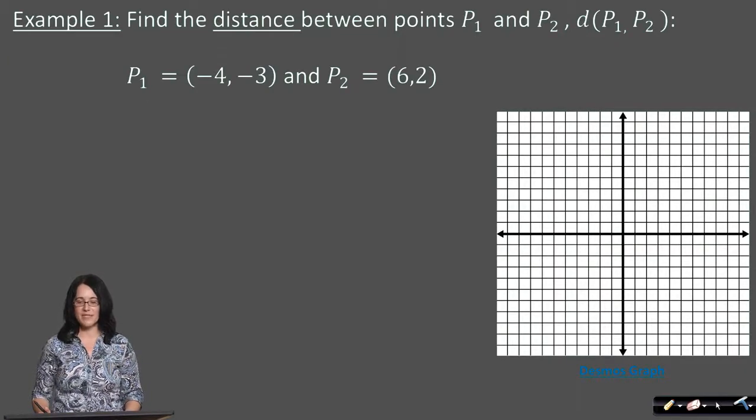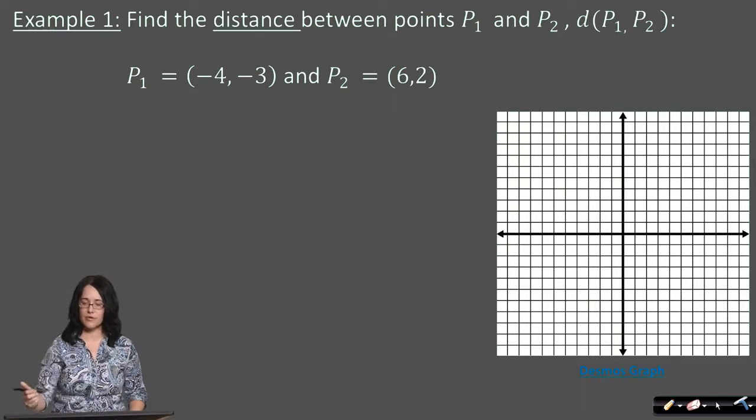It says find the distance between points P1, that's just the name of the point, and P2. And the way that they describe the distance between points P1 and P2 is using the letter D for distance, and then in parentheses it has P1 comma P2, meaning the distance between point 1 and point 2. Where P1 has coordinates of -4, -3, and point 2 has coordinates of 6, 2. So feel free to use the graph provided in the notes to sketch it and visualize what's going on.